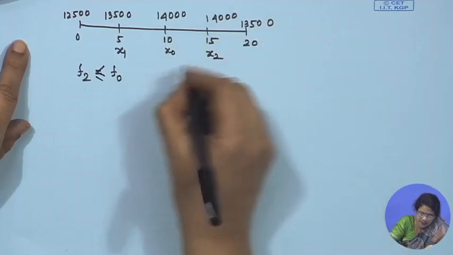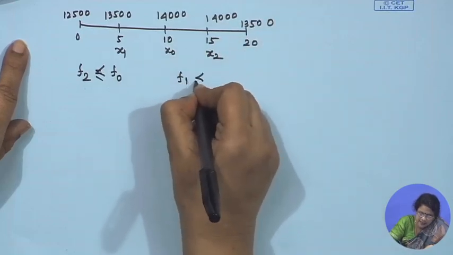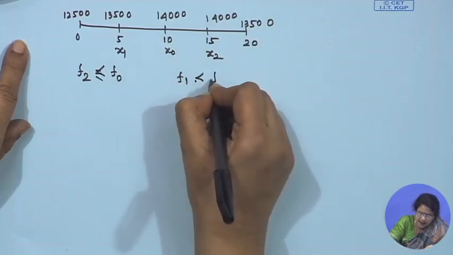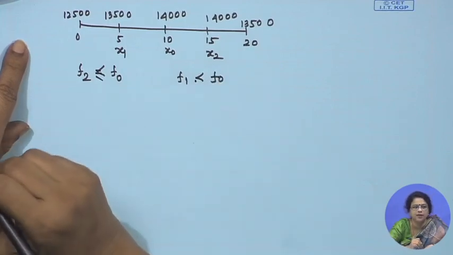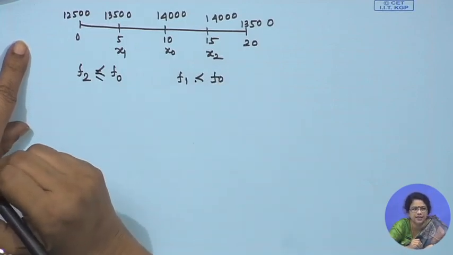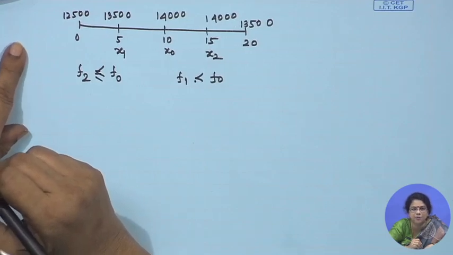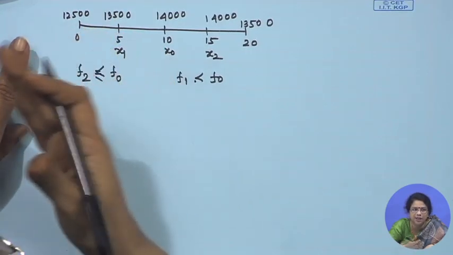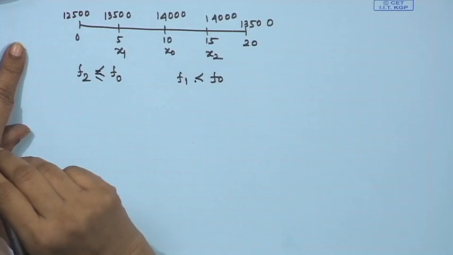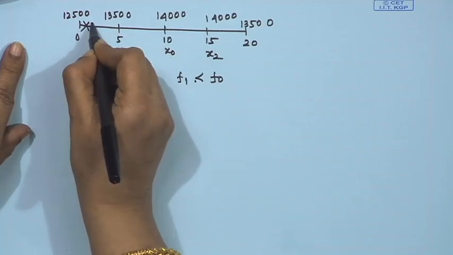What else could we see? f 1 is less than f naught. Then which process shall we consider? We will consider the third one, because this is a maximization problem. Whatever inequality relation we took for the minimization, for the region elimination, for a maximization problem it is the reverse one. That is why we are sure the optimum cannot lie from 0 to 5 or 15 to 20. That is why we will eliminate this region.